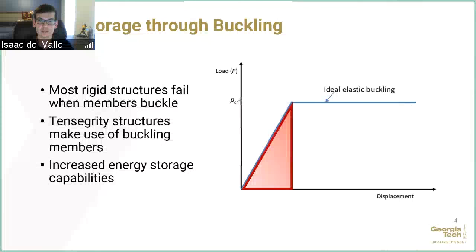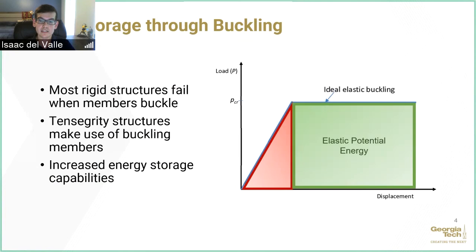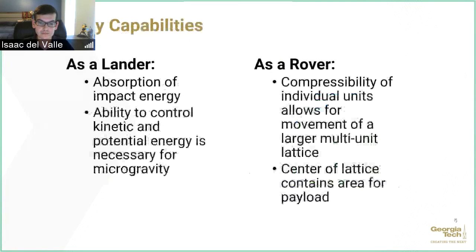However, when Tensegrity bars elastically buckle, they take advantage of the entire area under the elastic buckling curve, leading to several times the amount of energy absorption. We refer to this as the bars storing elastic potential energy. Because of this unique method of storing energy, a Tensegrity lattice by nature already exhibits features that make it a good candidate as a lander rover vehicle. It is able to absorb impact energy as elastic potential energy.